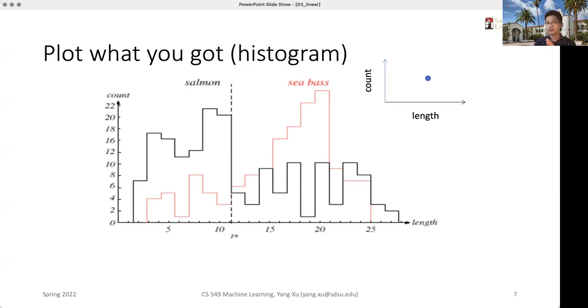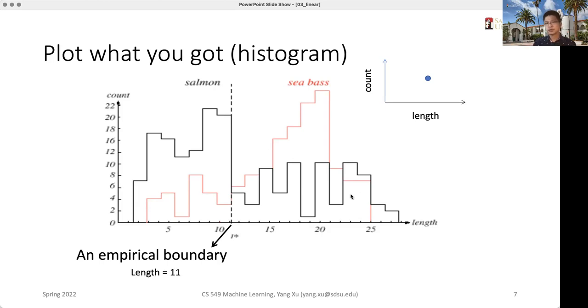The majority of the length for salmon seems to cluster more on the left side of the chart, while the median value or the majority of the length for the sea bass is more on the right. Okay, so it's kind of a solution that we can come up with at this point, because if we use a vertical line here, indicated by this dash line, we can use that boundary as an empirical decision boundary.